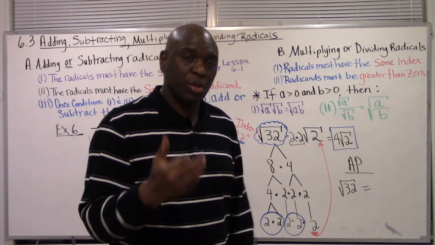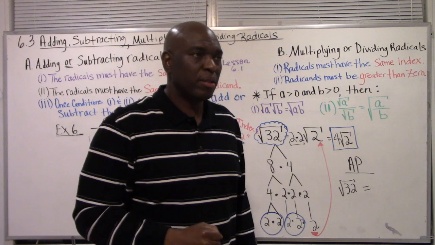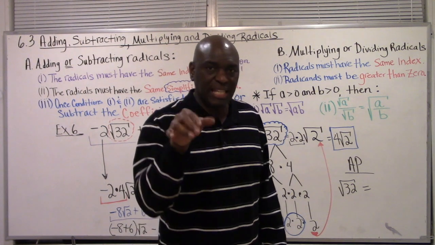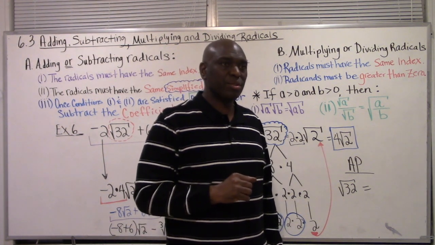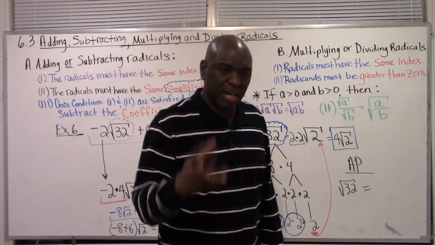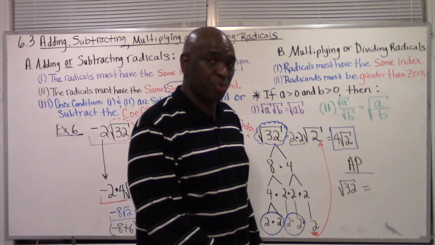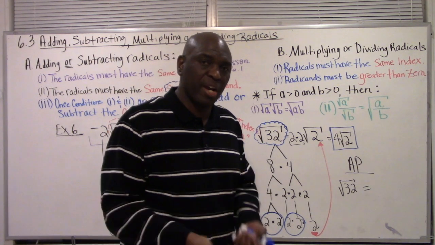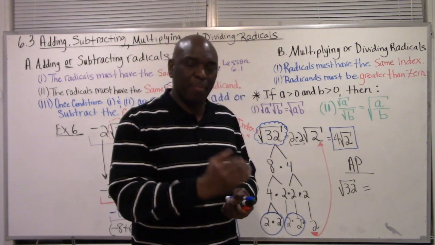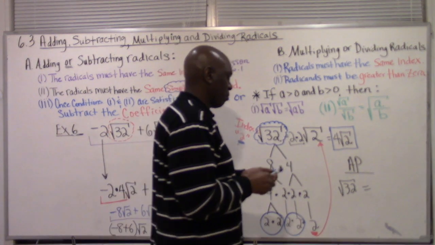What are your perfect squares? 1 squared is 1. 2 squared is 4. 3 squared is 9. 4 squared is 16. 5 squared is 25. So the perfect squares I just mentioned are 1, 4, 9, 16, 25, and we can go on and on, 36, so on and so forth. So which perfect square is divisible by 32? In other words, 32 divided by that perfect square gives you a remainder of 0. Which square is it?